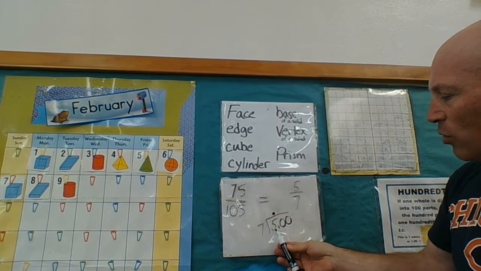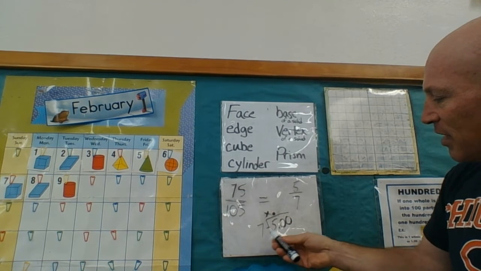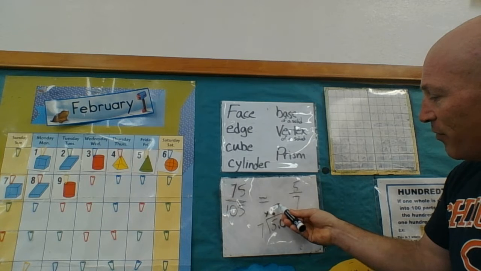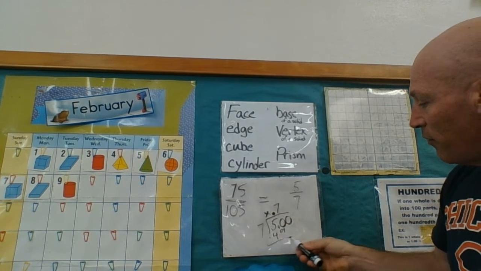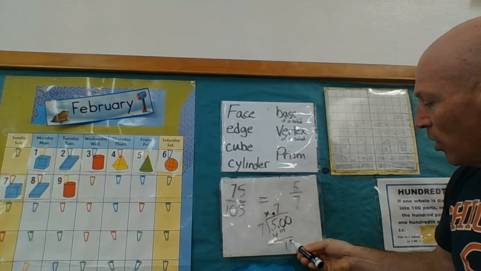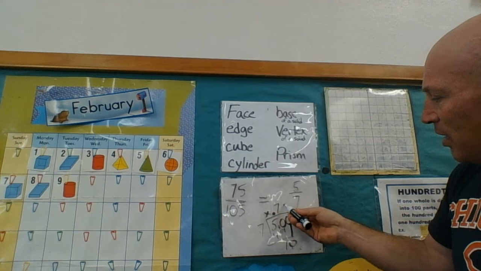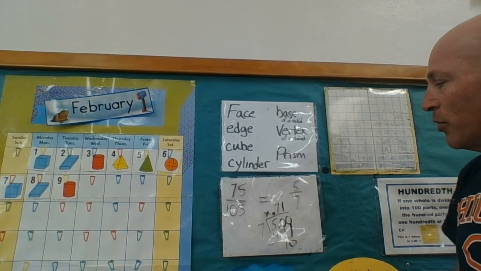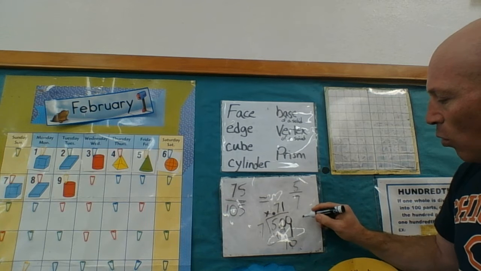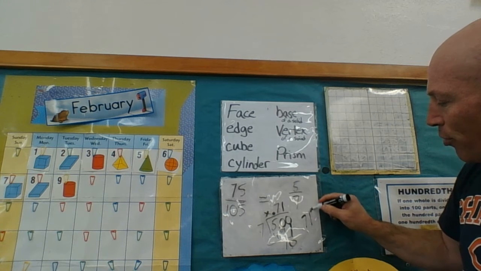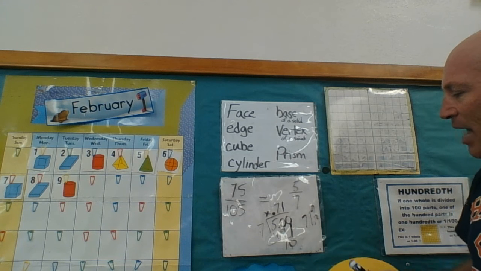How many times does 7 go into 5? None. How many times does 7 go into 50? That would be 7 times. 7 times 7 is 49. 50 minus 49 is 1. The next number comes down. How many times does 7 go into 10? That would be 1 time. So my answer is 71 hundredths or 71%. Because hundredths means out of 100 and percents means out of 100.